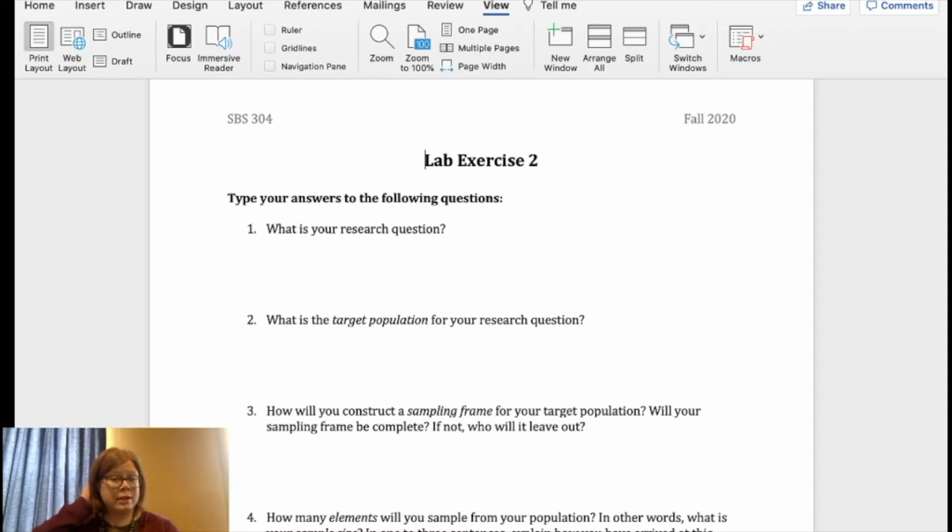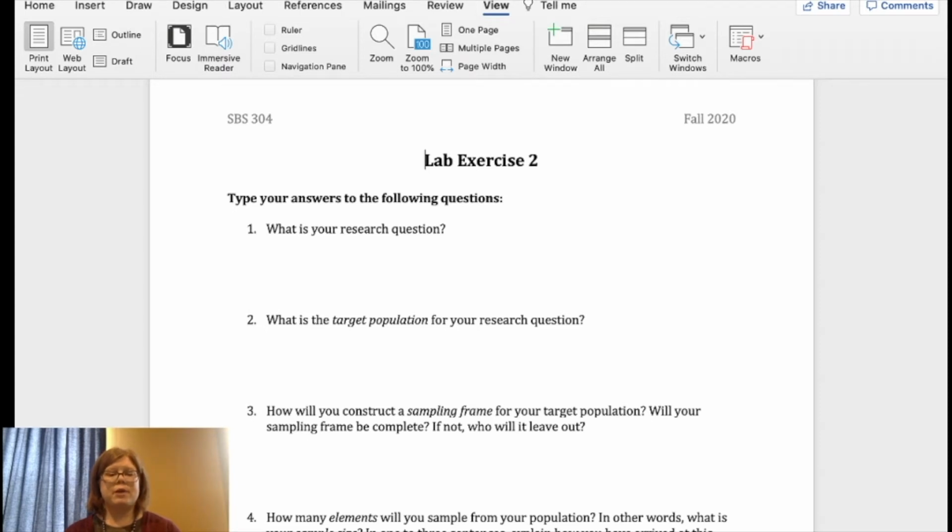The third question is, how will you construct a sampling frame for your target population? So your sampling frame is just a list of all the members of your target population. Ideally, a sampling frame is a complete list. So if I wanted to study students at Birmingham Southern College, I would contact the academic records office and request a list of all enrolled students. And then I would randomly select 100 students. But my sampling frame would be that list of all enrolled students.